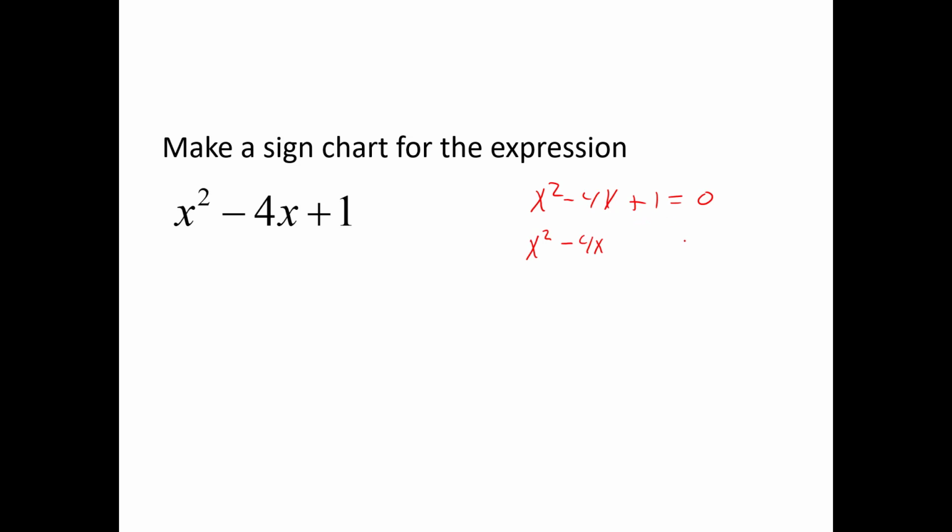This one here is not helping, so we just get rid of it, subtract 1 from both sides. To complete the square now, we always take this number, divide by 2. So 4 divided by 2 is 2, and then square it. 2 squared is 4. So we add 4 to both sides, and this is now a perfect square trinomial.